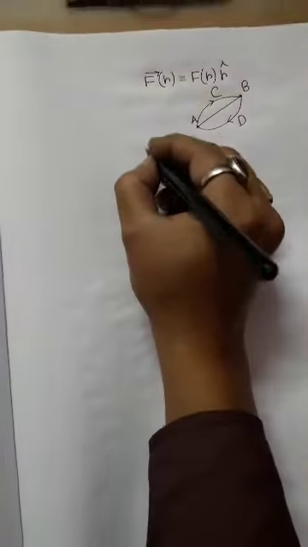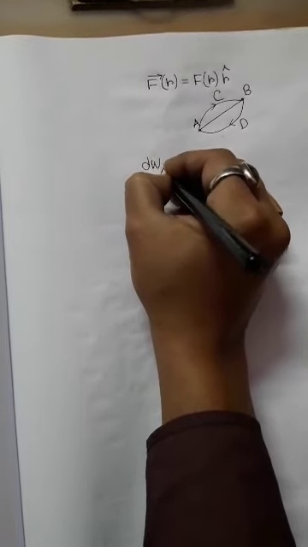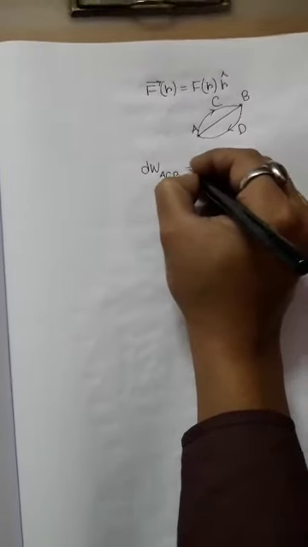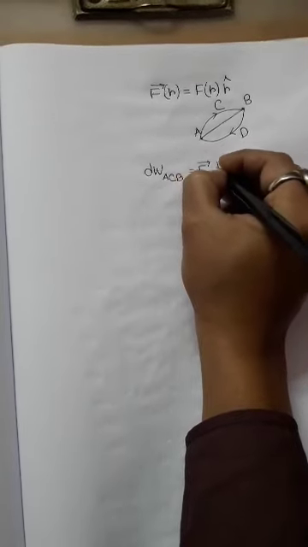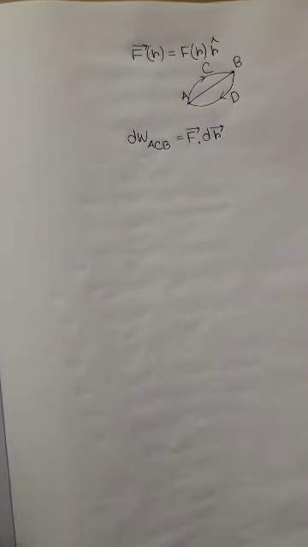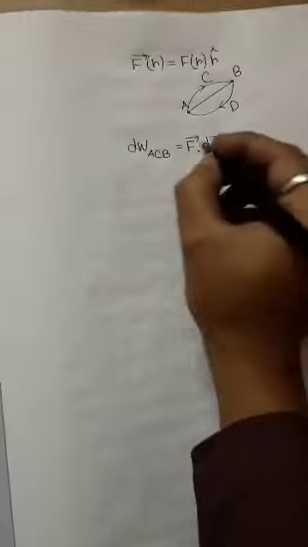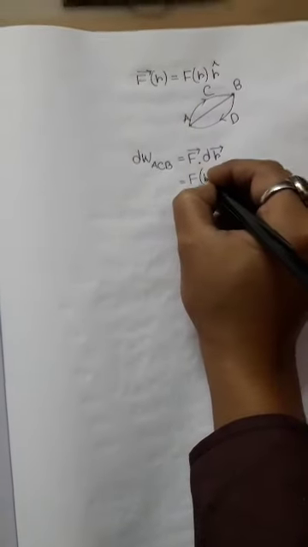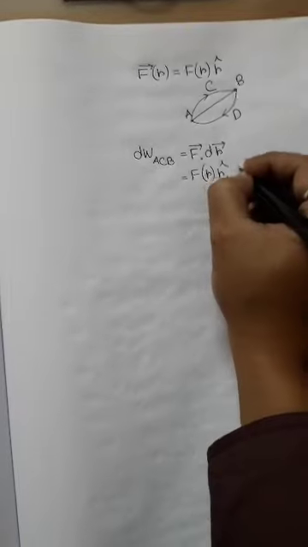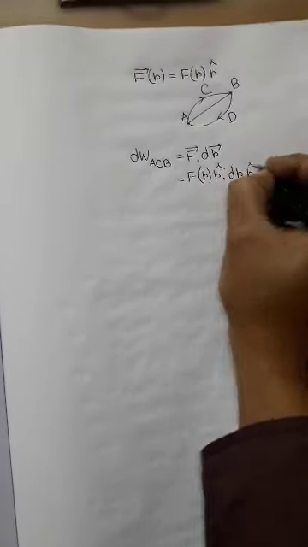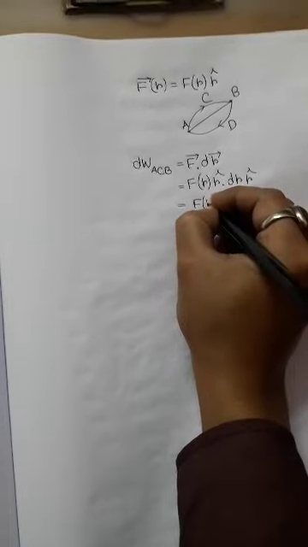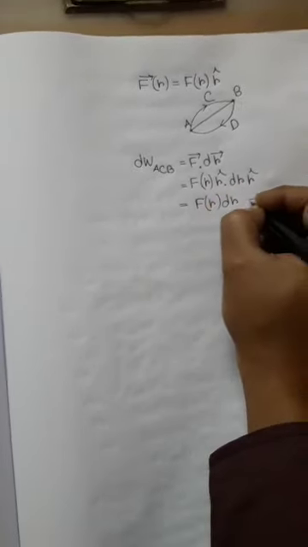So what will be the amount of work done in taking the particle from A to B via the ACB path by a small distance dr? This will be dW_ACB equals F dot dr. So this is the amount of work done in taking the particle from A to B via ACB path by a small distance dr. So we can write F(r) r cap dot dr, and dr we can write as mod dr into r cap. So this is simply F(r) dr, and this is nothing but dV.